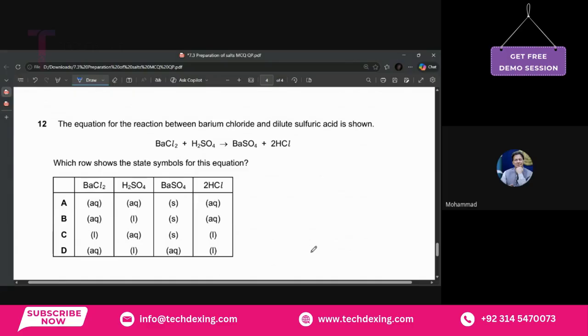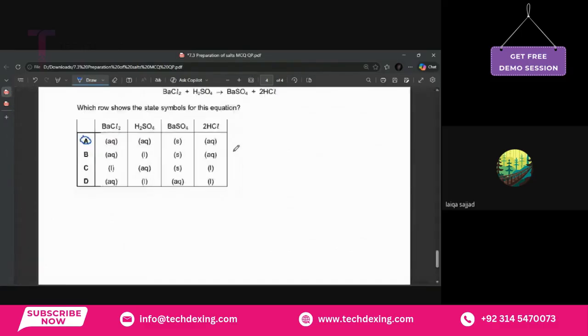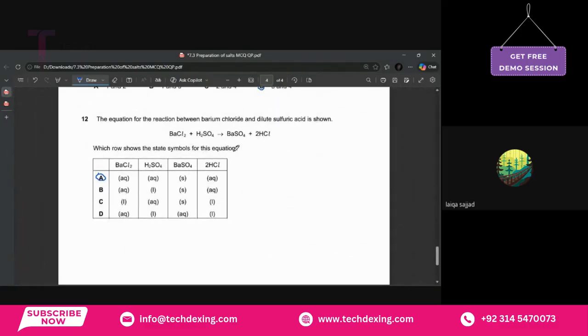Is it A? Aqueous, aqueous, solid, solid and aqueous. Very good, excellent. It's option A. Why is this barium sulfate solid? Barium sulfate is insoluble, so it forms a white precipitate. Yes, very good, excellent. So this is all about preparation of salts, and now we will move towards the question papers.